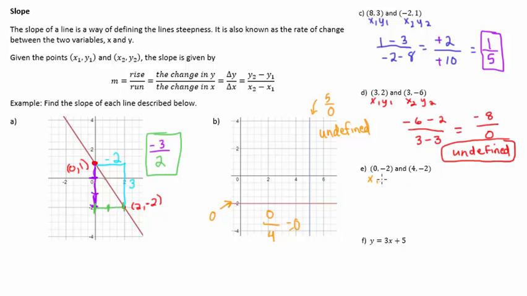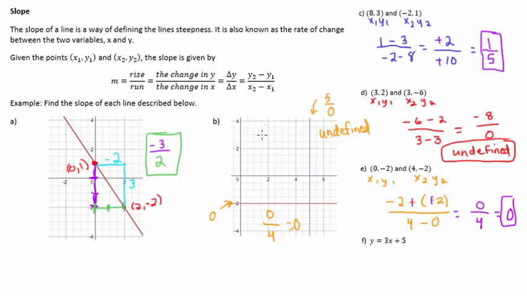So E, we have negative 2 minus negative 2. Those minuses next to each other actually make a positive. And then 4 minus 0. Whatever you do to remember that, those are two negatives, so they make a positive. That gives us 0 on top and 4 on bottom. 0 divided by 4 is 0. So our slope for E is 0.